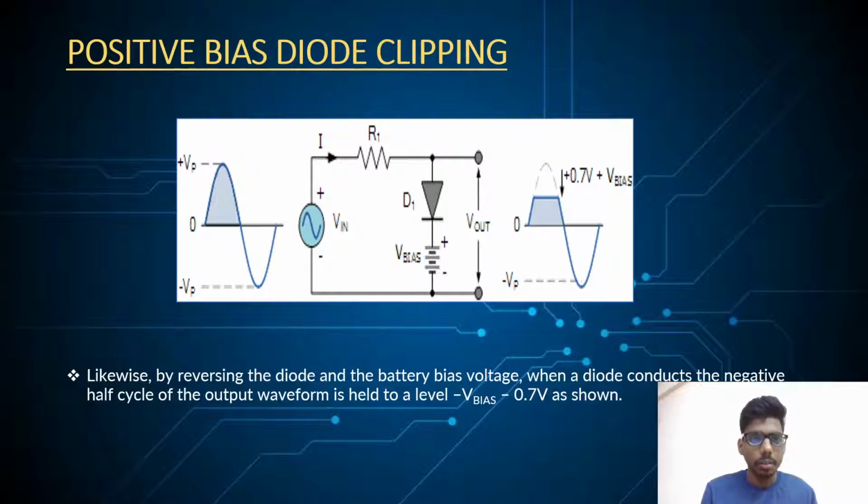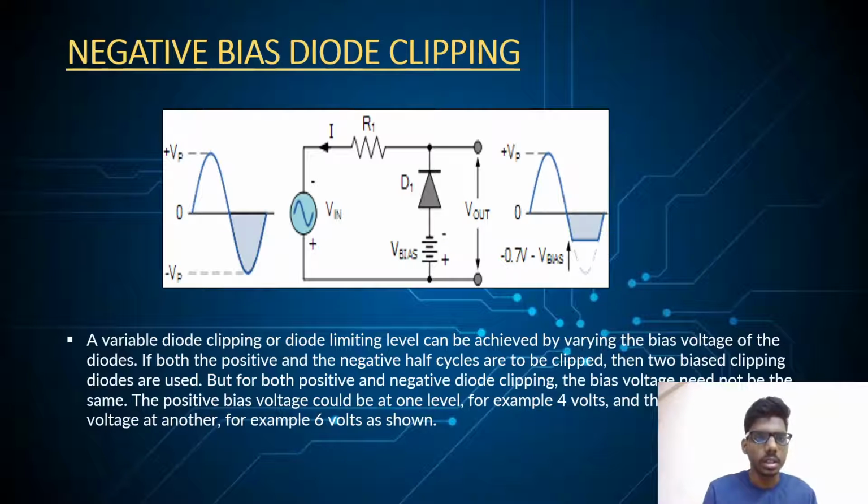So coming to the biasing of these clipping circuits, first, positive bias diode clipping. As we observe in the diagram, it clips the positive half cycle of the waveform, by reversing the diode and the battery bias voltage. When the diode conducts, the negative half cycle of the output waveform is held to a level of negative bias minus 0.7 volts, as shown in the above picture.